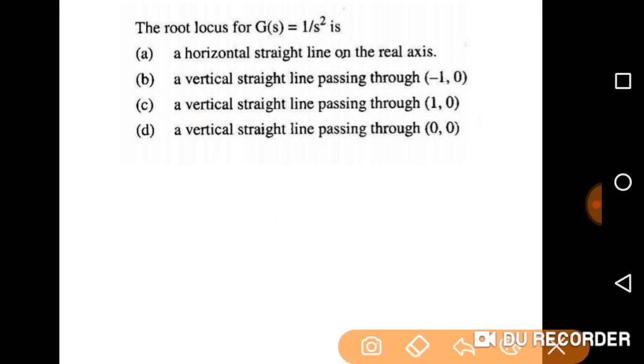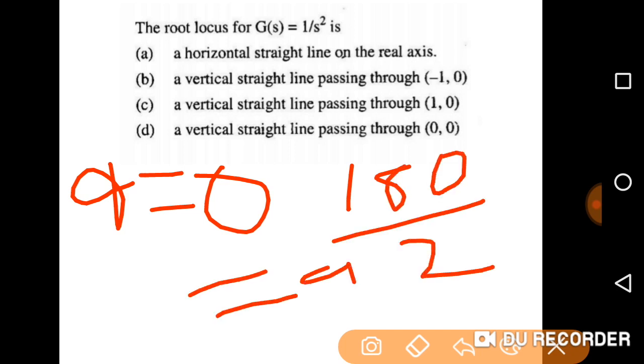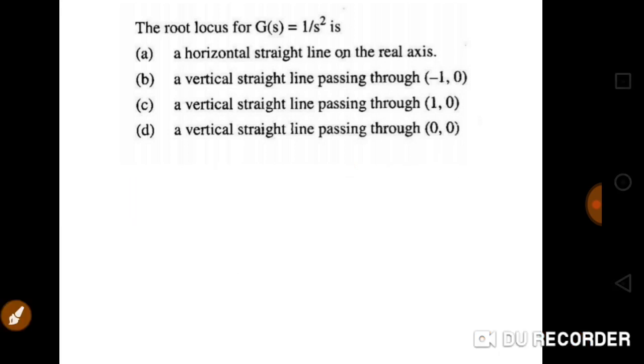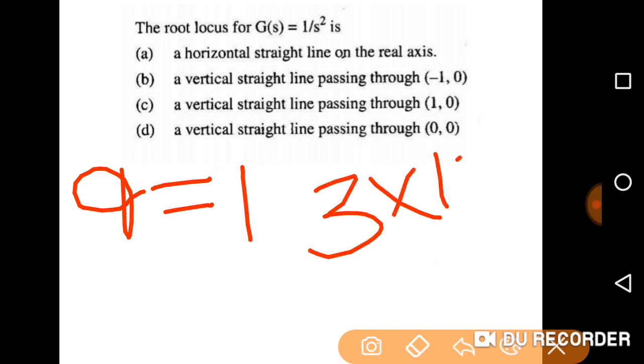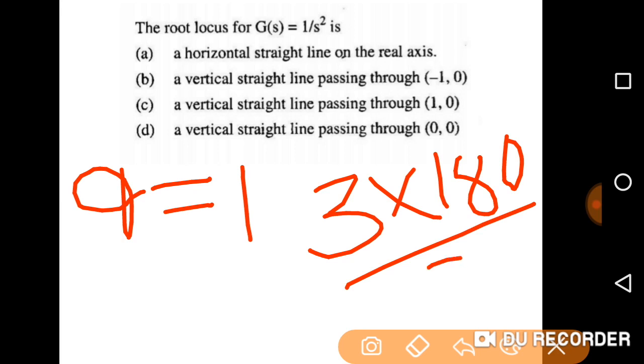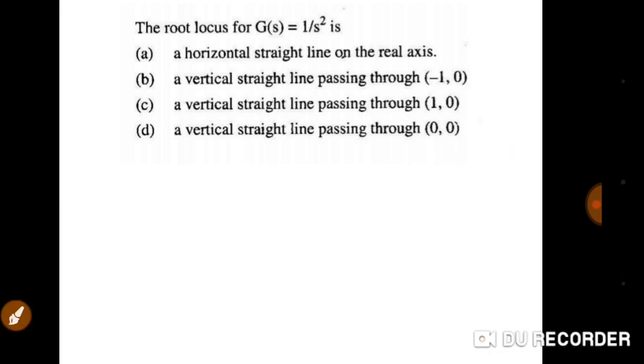So calculate the angle of asymptotes here. For q equals 0, that is (2q plus 1) into 180 divided by 2, so 180 by 2 will equal 90 degrees. Another angle of asymptote is at q equals 1. So at q equals 1, that will be 3 into 180 divided by 2, so it will equal 270 degrees. So the two angles of asymptotes are 90 degrees and 270 degrees.